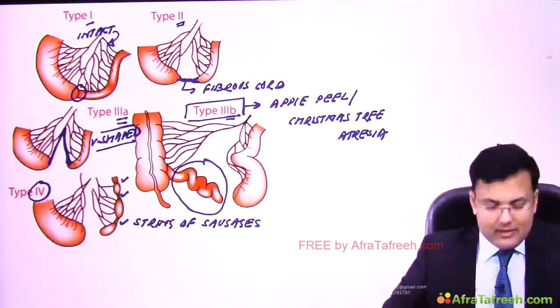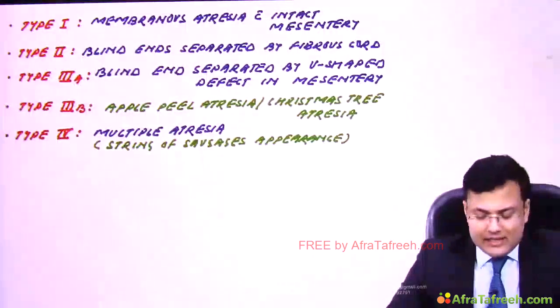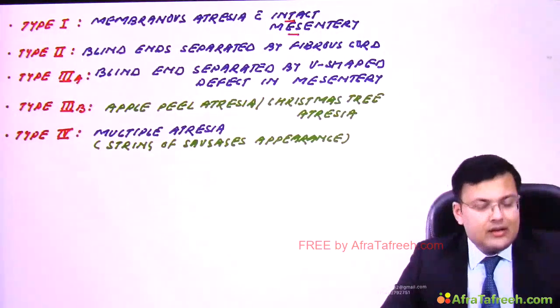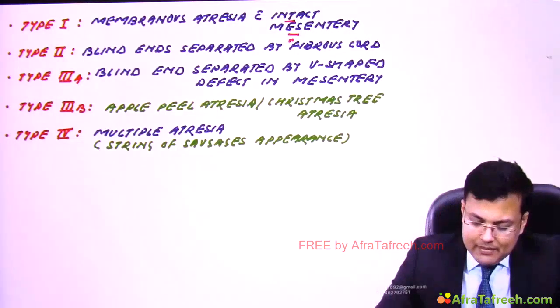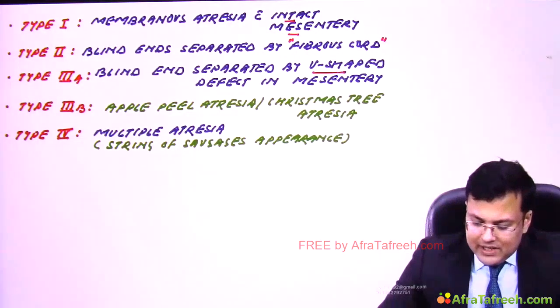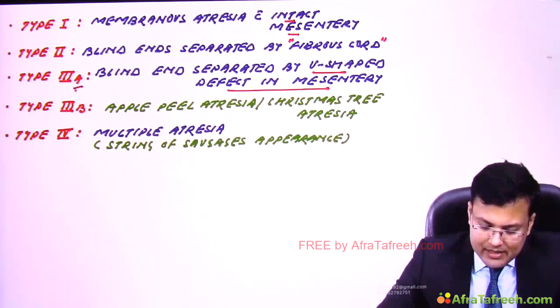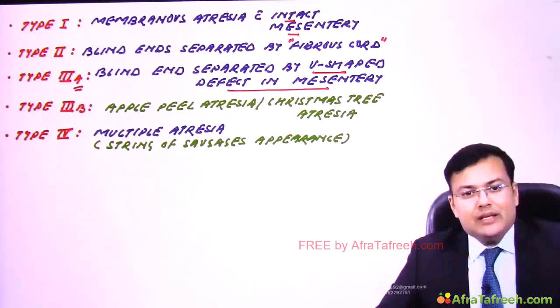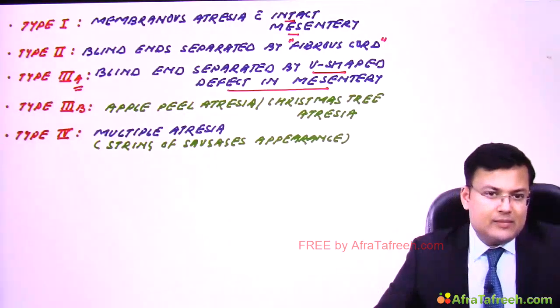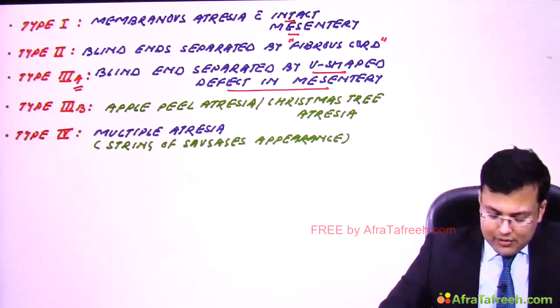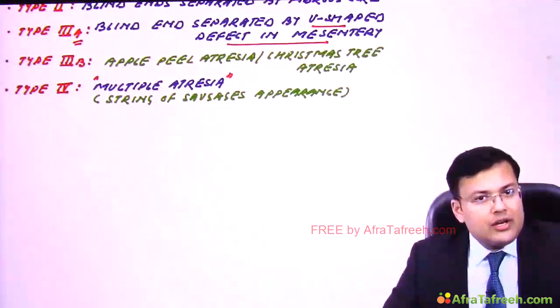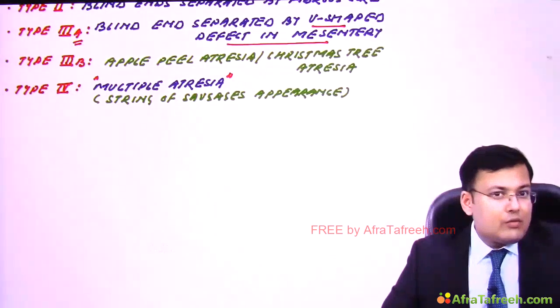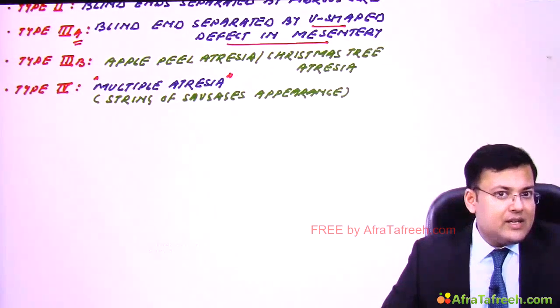Let's revise quickly. Type 1 is membranous atresia with intact mesentery. Type 2 we discussed blind and separated by fibrous cord, and there was V-shaped defect in mesentery in type 3A. Type 3B is apple peel atresia or Christmas tree atresia, and in type 4 there were multiple atresia giving rise to string of sausages. What was the image based question asked in NEET PG?